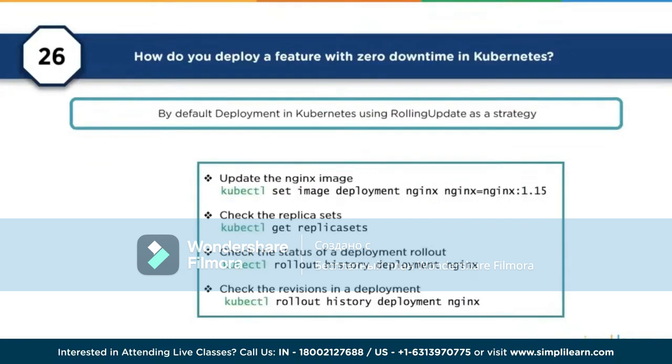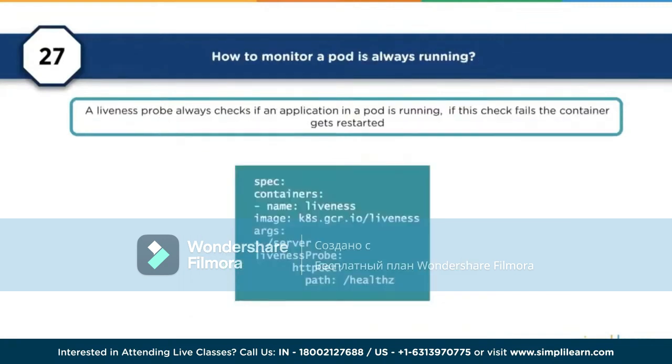So how do you deploy a feature with zero downtime in Kubernetes? Well, Kubernetes is designed to be able to roll out applications with zero downtime. And here we have 4 examples using the rolling update as a strategy for zero downtime deployments in Kubernetes. Again, memorize one of these so you can actually illustrate how you use rollout to be able to deploy a zero downtime solution. So how do you monitor a pod that is always running? To do that, you would use the liveness probe to check the health of the application within the pod and see whether or not there are any failures or whether or not the pod itself needs to be restarted.